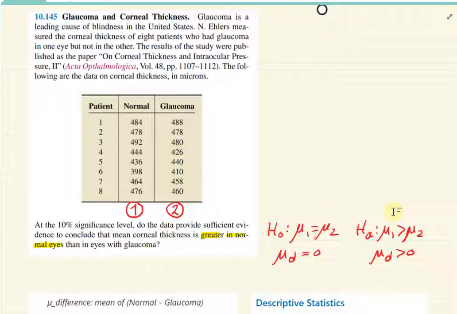If you find yourself putting an equal sign in the alternative, you know you've done something incorrect. Now, my mu1, I'm going to call that my population with a normal eye. Population 2 would be the population of corneal thickness for the eyes with glaucoma. The null says there is no difference between them. Remember the status quo, no change, no difference. So that means the average difference is 0. This researcher in particular is interested in showing that healthy eyes actually have thicker corneal thickness.